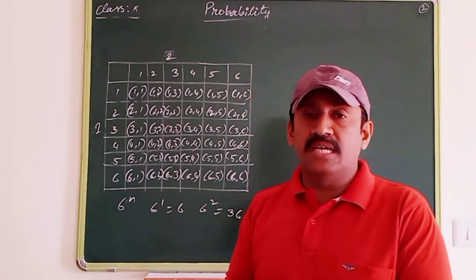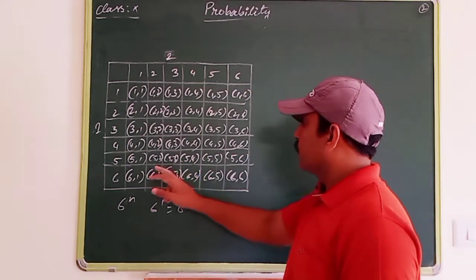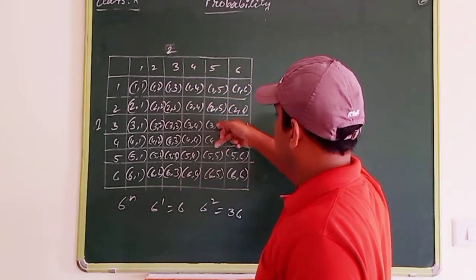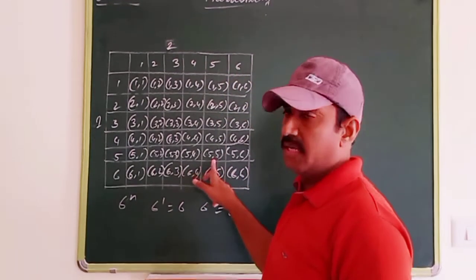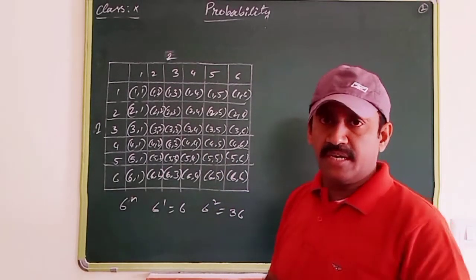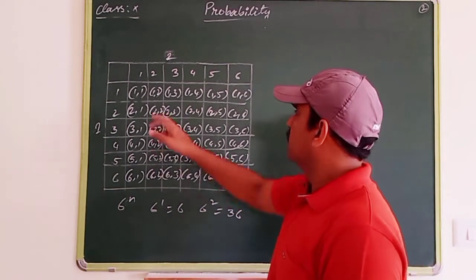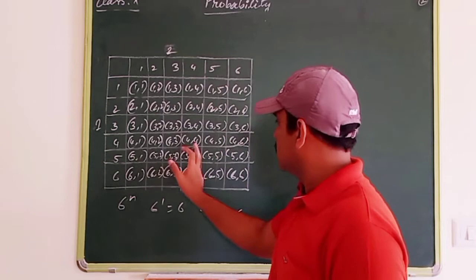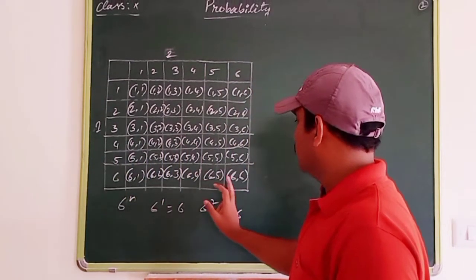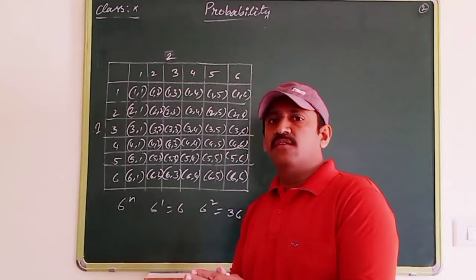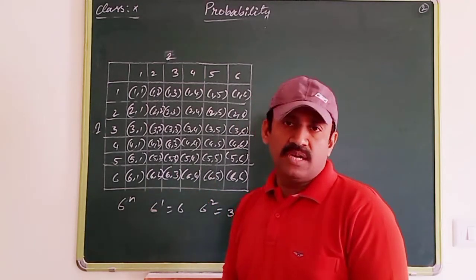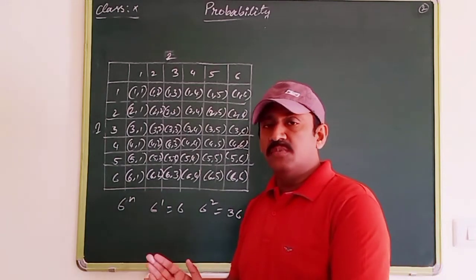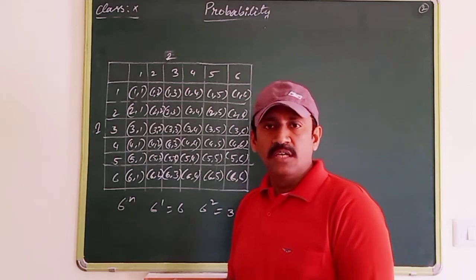So that means 5 will not come up at least once. Here we have 1, 2, 3, 4, 5, 6, 7, 8, 9, 10, 11 cases, because this one we have already counted. These 11 cases we should not get. How many cases do we have remaining? That is 1, 2, 3, up to 25. So in 25 cases, 5 we should not get. So the answer is 25 divided by the total possible outcomes, 36. So 25 divided by 36.